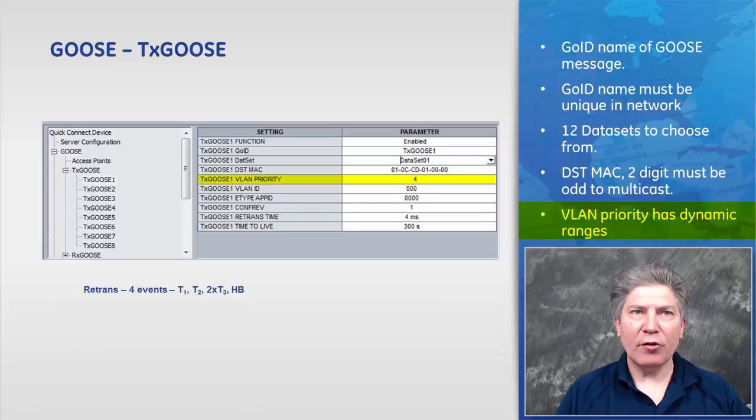The VLAN priority has expanded. It's still 0 to 7, where 7 is the highest. A dynamic range has been added so that the first event has the priority value, the first digit, and the next event message uses the next decremented value. So let me give an example.